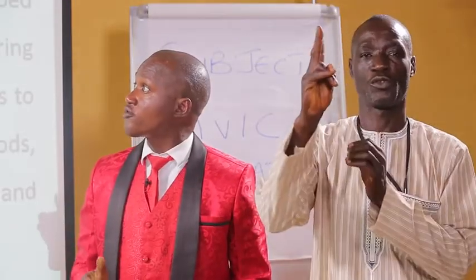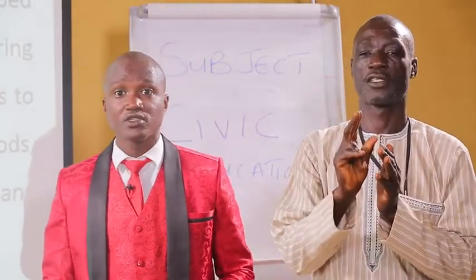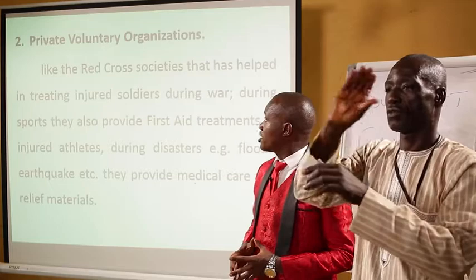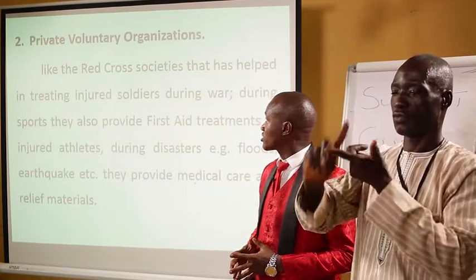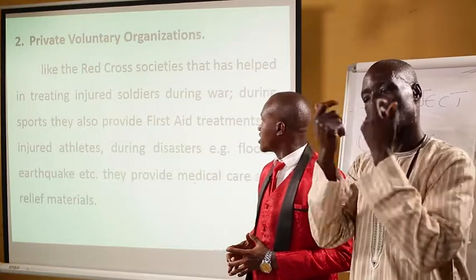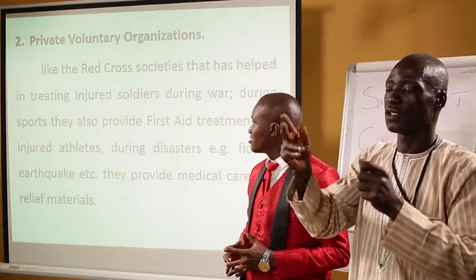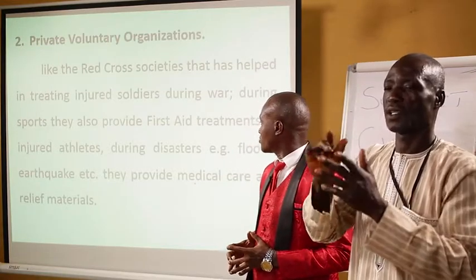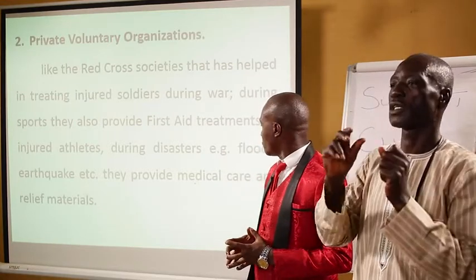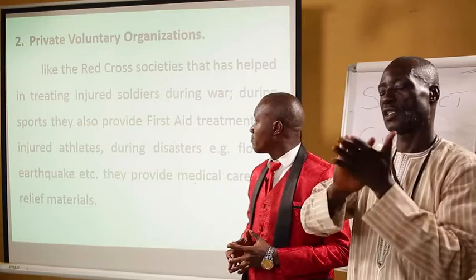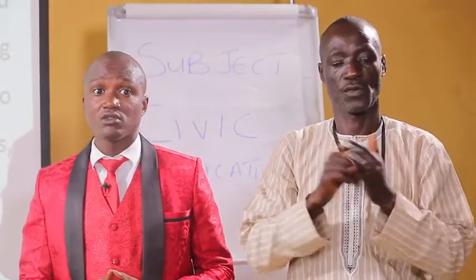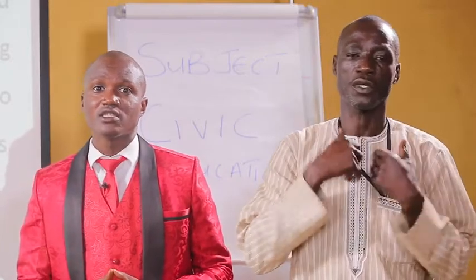Number 2, private voluntary organizations like the Red Cross societies that has helped in treating injured soldiers during war. During sports, they also provide first aid treatment to injured athletes. During disasters, example, floods, earthquake, etc., they provide medical care and relief materials. So under private voluntary organizations, we have the Red Cross Society.